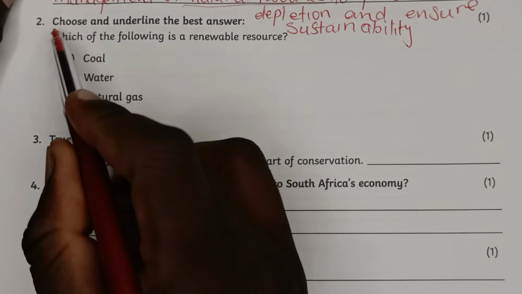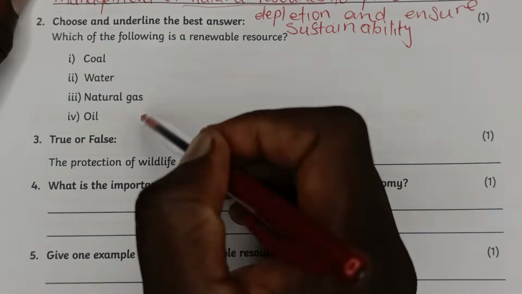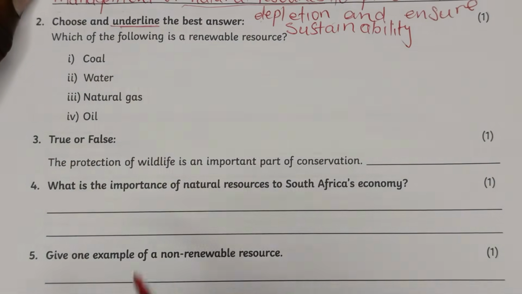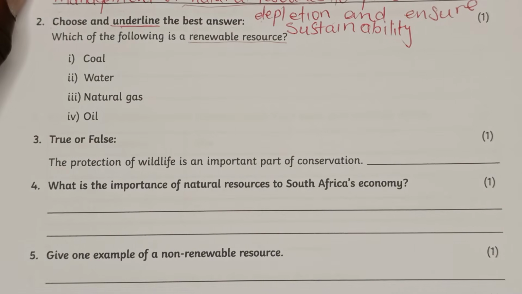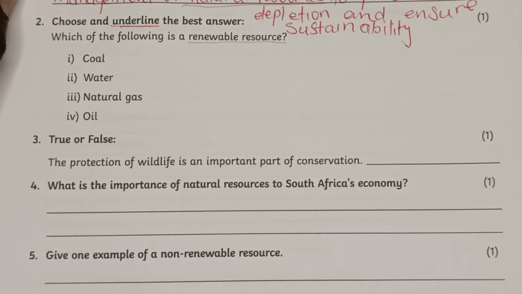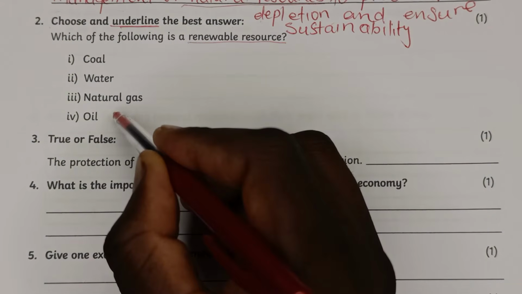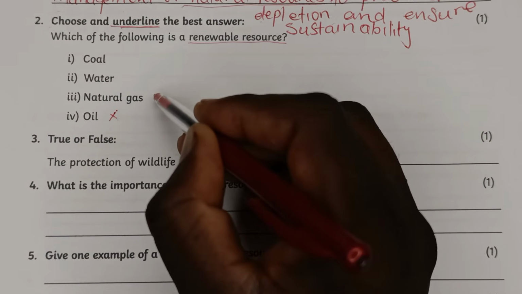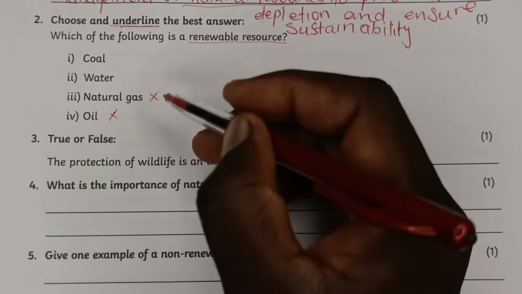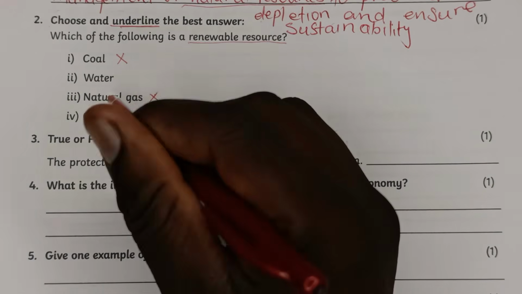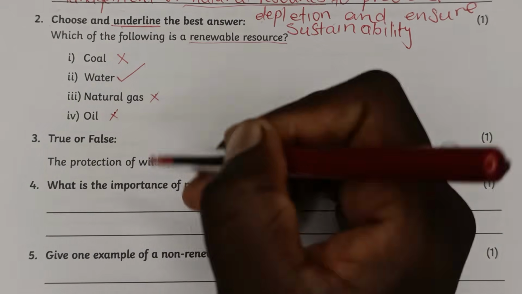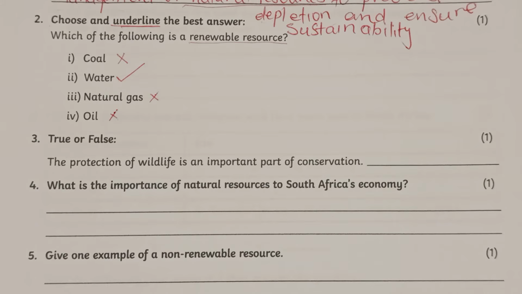Question number 2 says, choose and underline the best answer. Which of the following is a renewable resource? Is oil a renewable resource? The answer is no. Is natural gas? No. Is coal? No. Is water a renewable resource? And the answer is yes. So the correct answer is water.